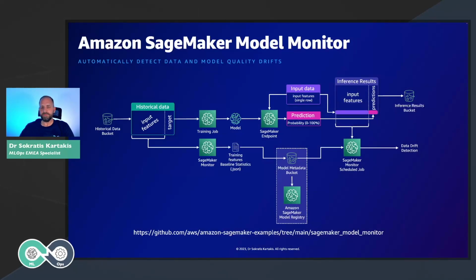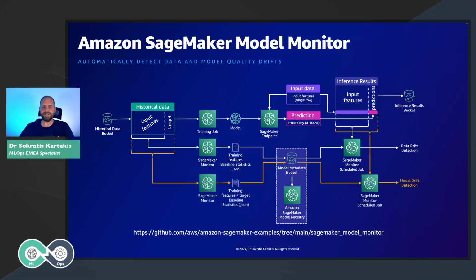SageMaker Model Monitor allows you to set the different thresholds that you need in order to make that more strict or less strict. But up to this point, we saw the behavior of the input data. That's why we also named that data drift. We also need, at some point, to check the output and the behavior of the model itself. How can we do that? In exactly the same way.